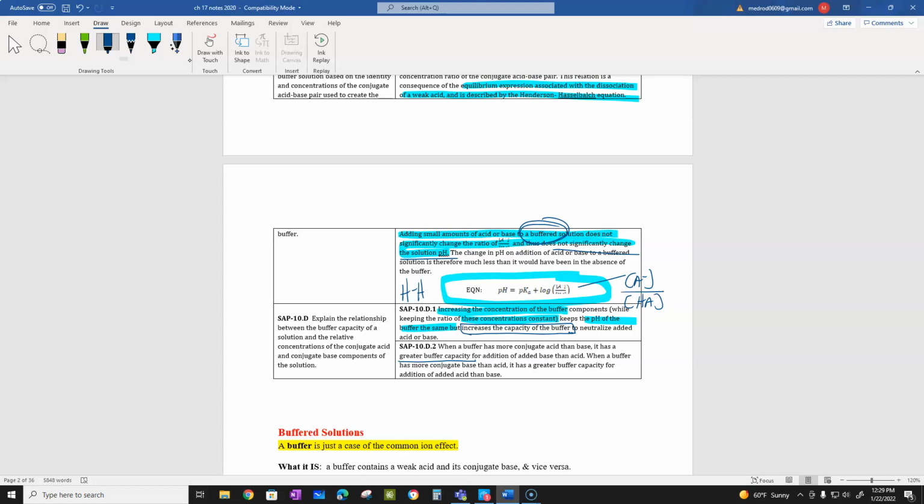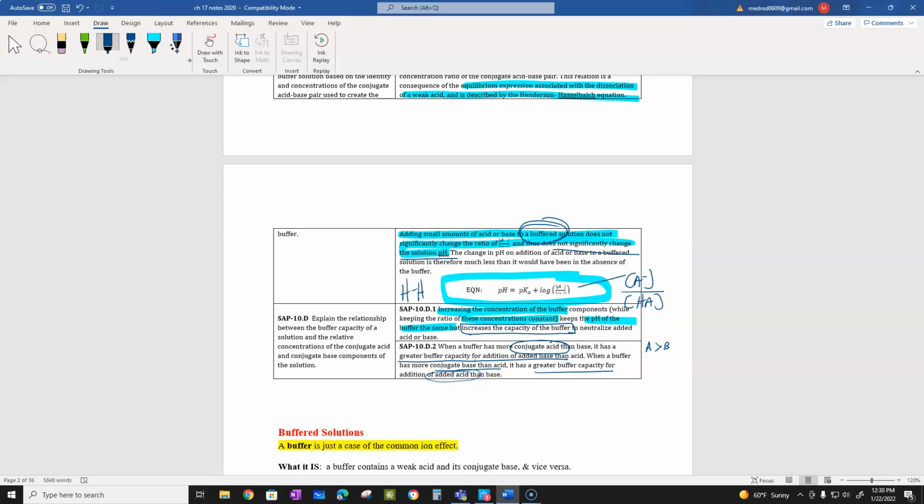So when a buffer has more conjugate acid, it has a greater buffer capacity for addition of added base than acid. So if you have more acid, you're going to want to have added more base to make a greater capacity. When a buffer has more conjugate base than acid, it has a greater buffer capacity if acid was added. You see the difference? So if you have more acid than base, then you're going to have a greater buffer capacity if you add some more base.